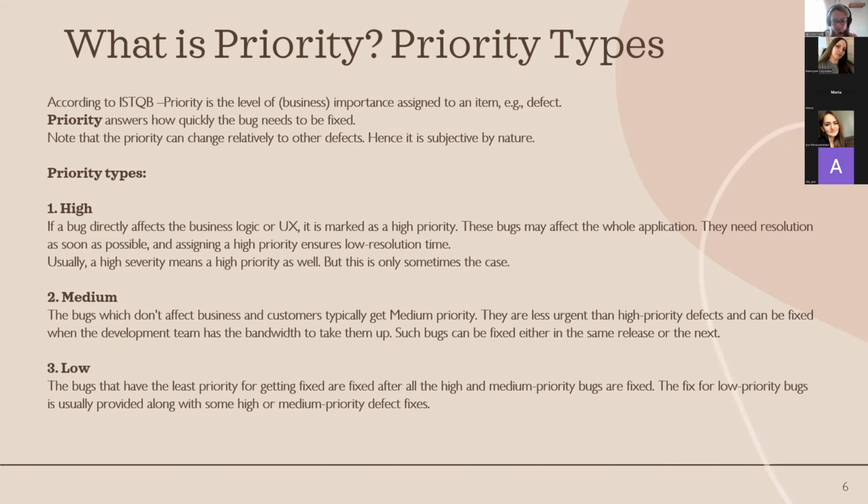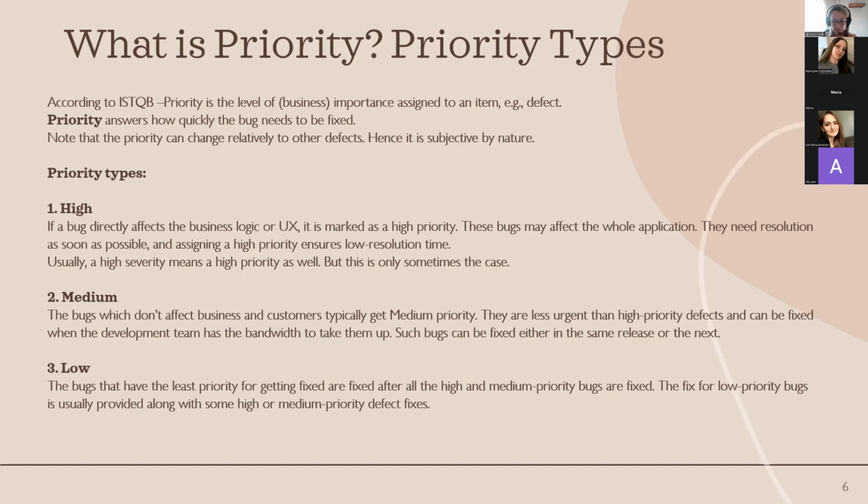First, and most important, is high. If a bug directly affects business logic or user experience, it is marked as high priority. These bugs may affect the whole application. They need resolution as soon as possible, and assigning a high priority ensures a low resolution time. Usually, a high severity means a high priority as well, but this is only sometimes the case.